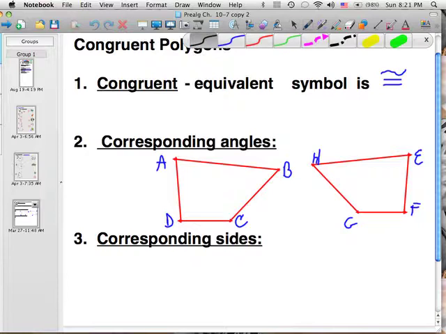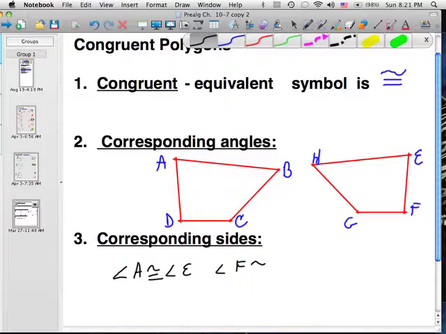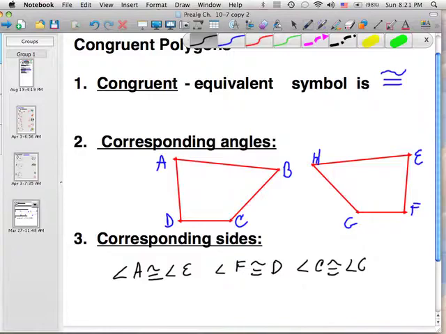So that would mean angle A is congruent to angle E, and angle F is congruent to angle D. Angle C is congruent to angle G, and angle B is congruent to angle H.